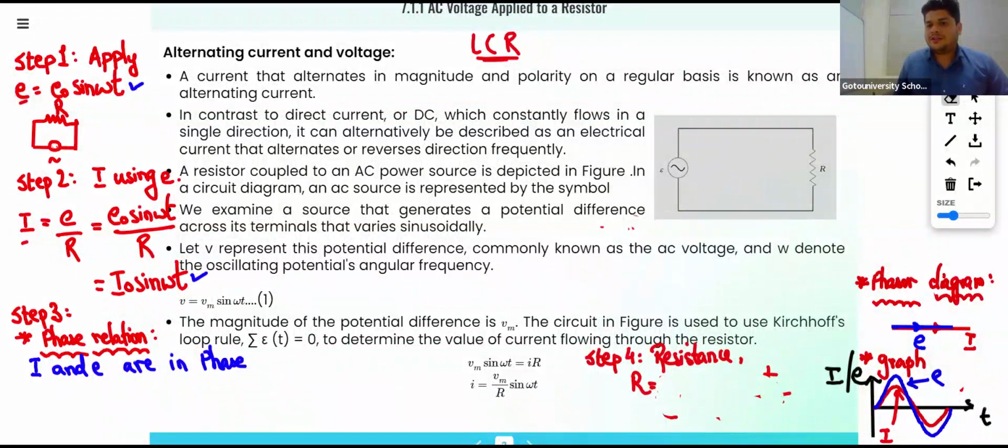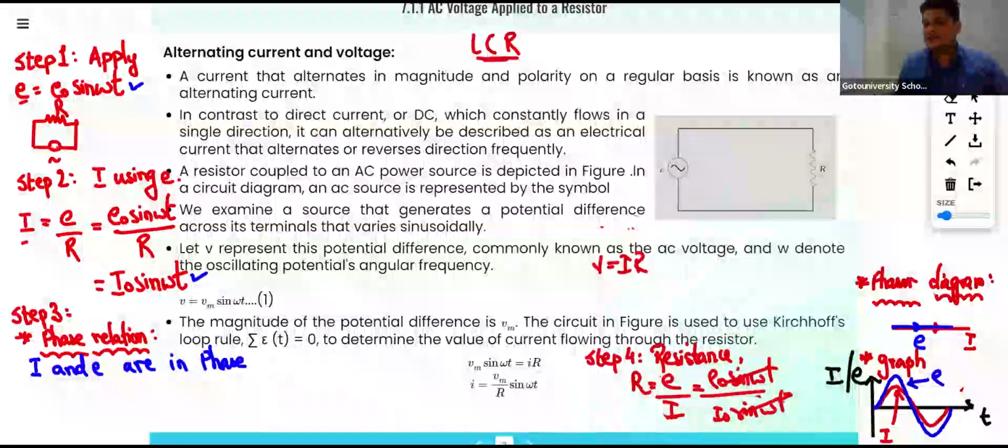So what will be our resistance? Your resistance will be equal to, see, V is equal to IR. That means R will be equal to V upon I. V means E upon I. So this will be equal to E is equal to E naught sine omega t. I will be equal to I naught sine omega t. That means sine omega t will get cancelled, and you will get the value of resistance as E naught upon I naught.